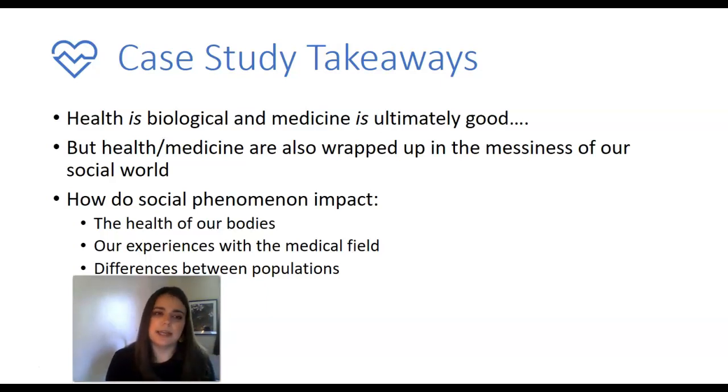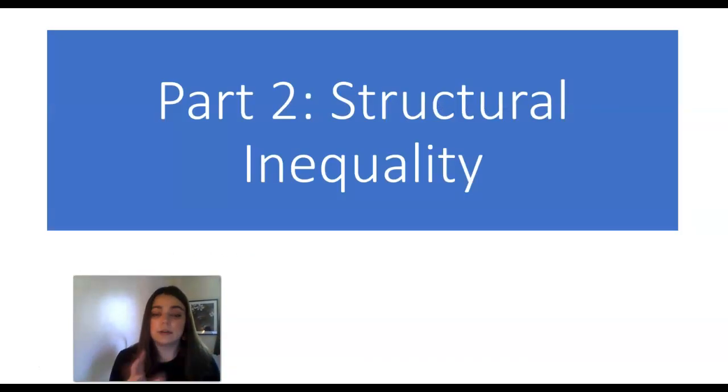And as we're going to talk about today, social phenomena impact the health of our bodies: the physical symptoms we experience, our experiences within the medical field, and also differences between populations and health outcomes between different groups of people. All right, so that's going to conclude us for part one. In part two, we're going to start to think about some of the structural reasons why we see health inequality and what that looks like today.